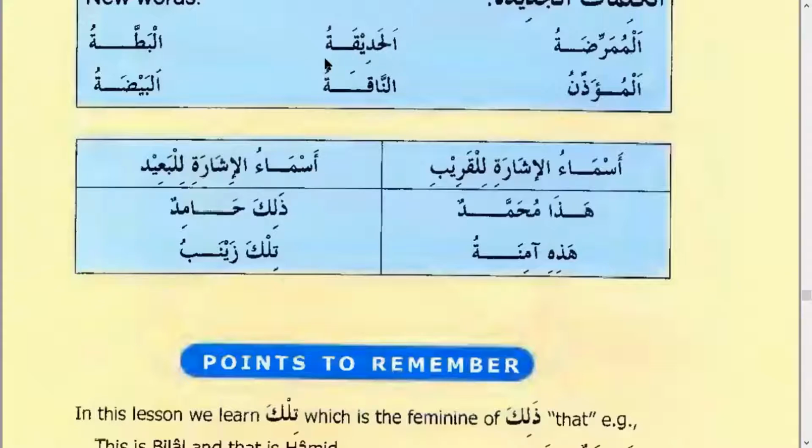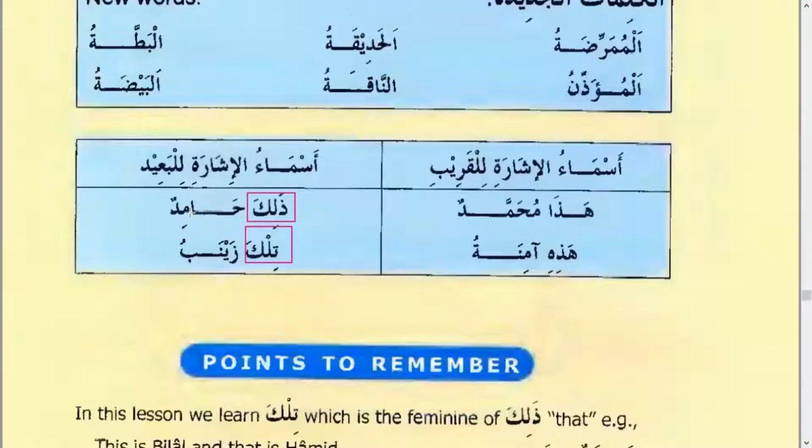What is Qarib? For close things, yeah. For example, Hadha Muhammadun, this is Muhammad. Hadi Aminatu, this is Amina. So both mean this. Hadha, Hadihi. Similarly, for far things, what do you use? Zalika. That is Hamid, and that is Zainab.